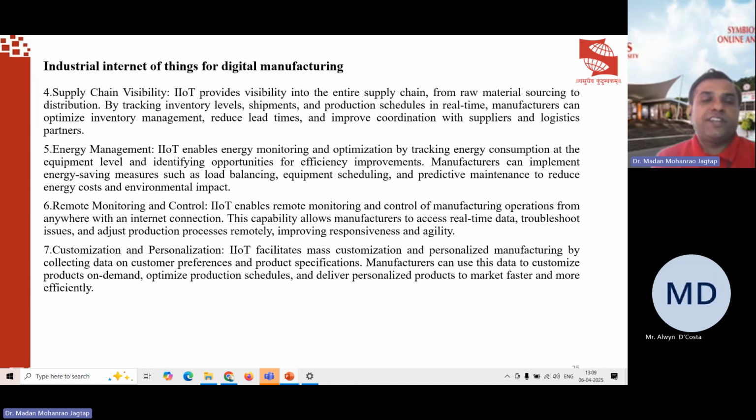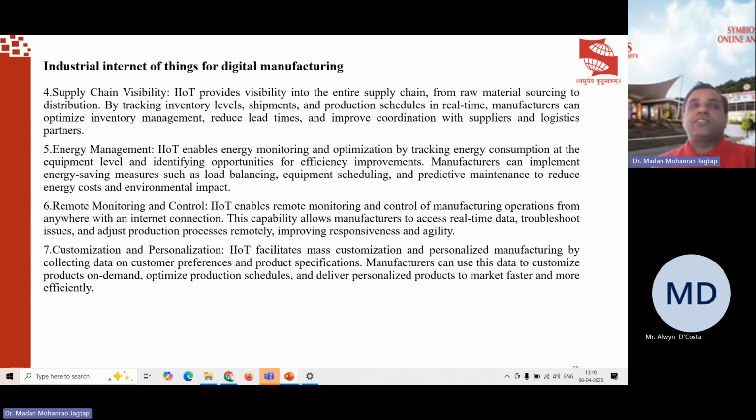Then remote monitoring and control. So industrial Internet of Things enables remote monitoring and control of manufacturing operation. So with the help of industrial Internet of Things, we are at home and we can observe the manufacturing operation on the shop floor. We can control that operation from anywhere with an internet connection. So with the help of the internet, we can get connected with the manufacturing operation.